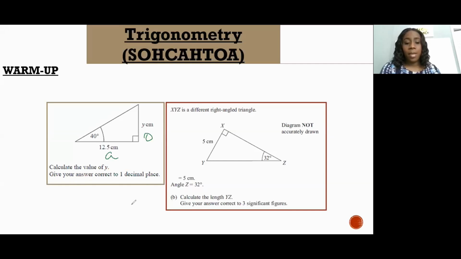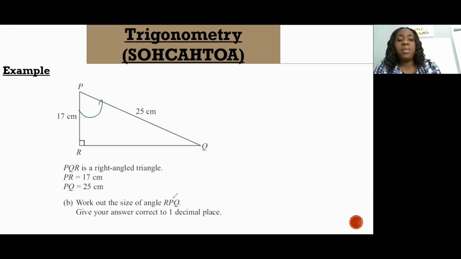All right, so let me put my answer in. I got that y is equal to 10.5 centimeters, something that we just did yesterday. So the first thing we're going to do again, guys, is label. I'm going to ignore RQ because I don't need RQ. I'm going to label PQ, which is my hypotenuse, and I'm going to label my adjacent side. Then I'm going to look at the top where it says SOHCAHTOA, which trigonometric ratio uses adjacent and hypotenuse.